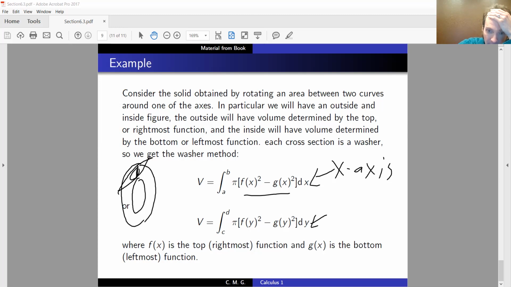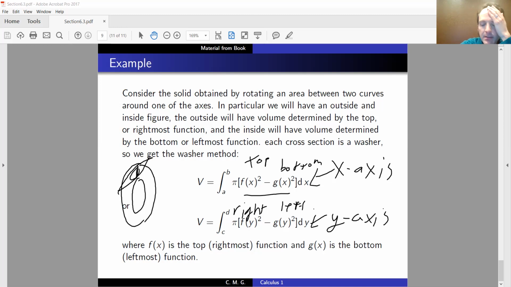And so about the x-axis, that's what we do. About the y-axis, same deal. This time this is the top, and this is the rightmost function. And then the g is the bottom, or the left function. And so if you graph f and g, you can see which one's the top, which one's the bottom, which one's the right, which one's the left, as you're looking at the graph. All right. So this is great. We really have a lot of things that we can do with this volume calculation.